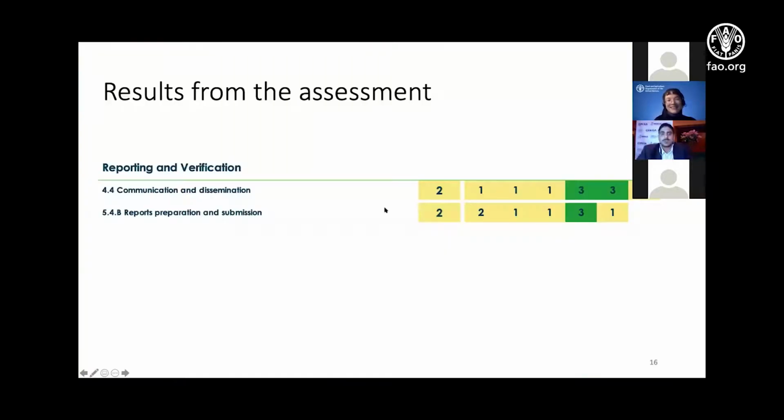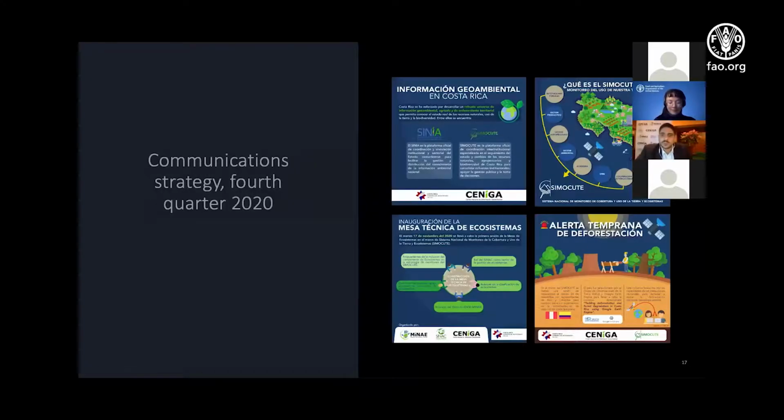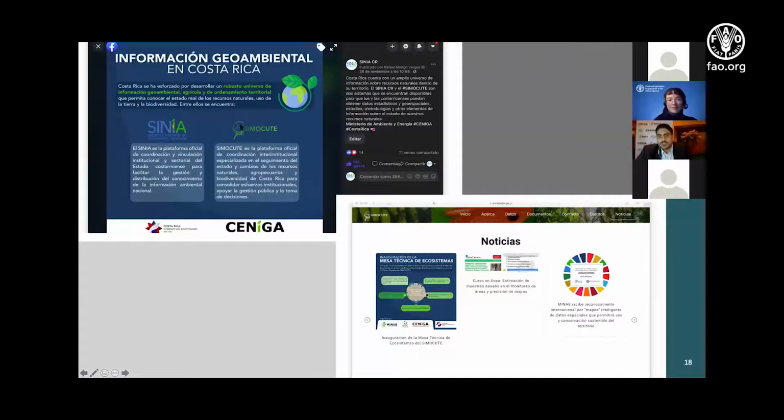And the last component is related to the reporting and verification, where we can find the elements of communications and dissemination and reports preparation and submission. Communication has been a very important area in the work of Simocute. Recently, we started a communications campaign, represented in these images on the screen. With this campaign, we want more people to be informed about and understand the impact of the work that we're doing. People can find this information in our social media and social networks and in our website, simocute.go.cr.